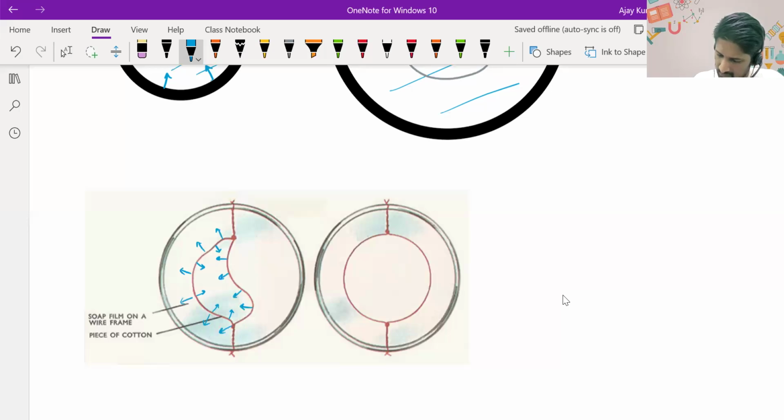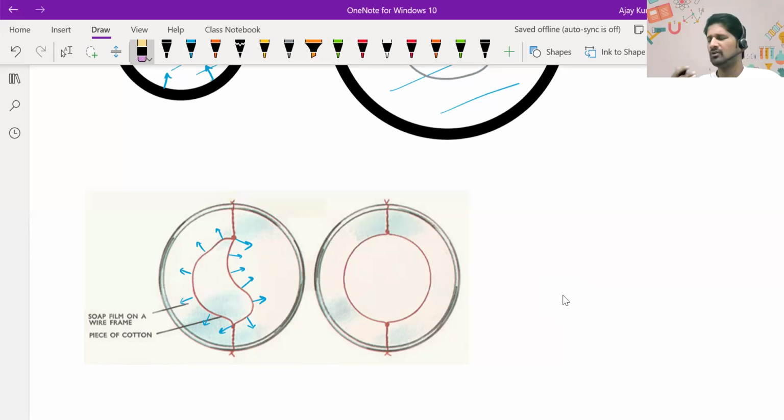So something like this will be happening. We cannot see these forces obviously, but they will be acting. Now, if you prick the film of soap solution in between, what happens is all that surface inside the loop of thread disappears. That surface doesn't exist anymore.